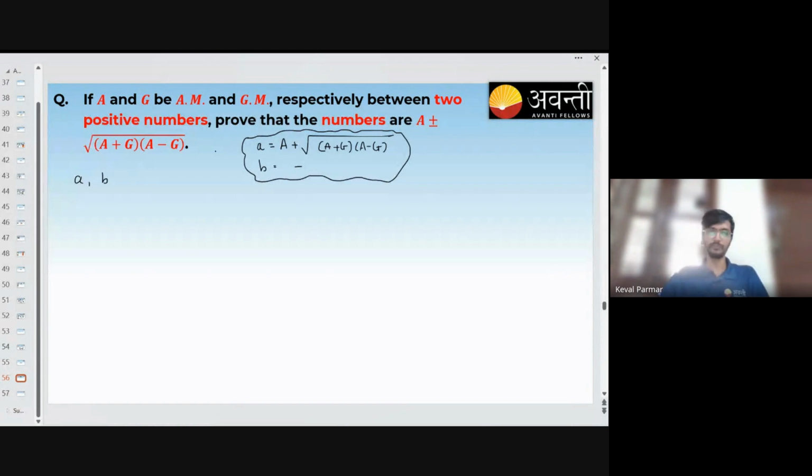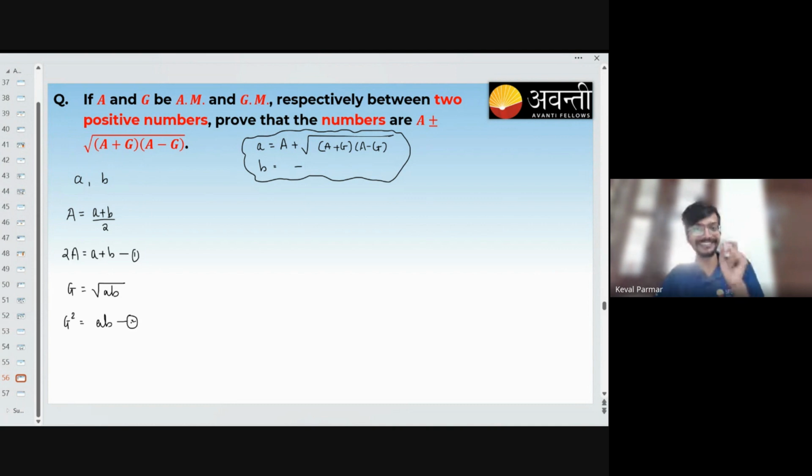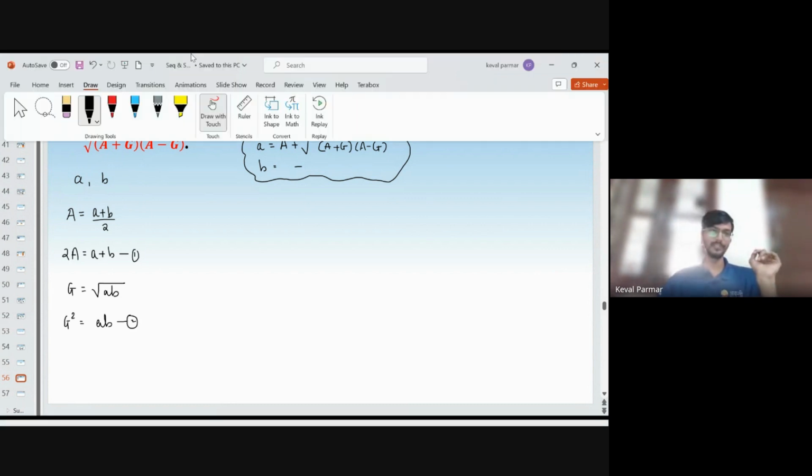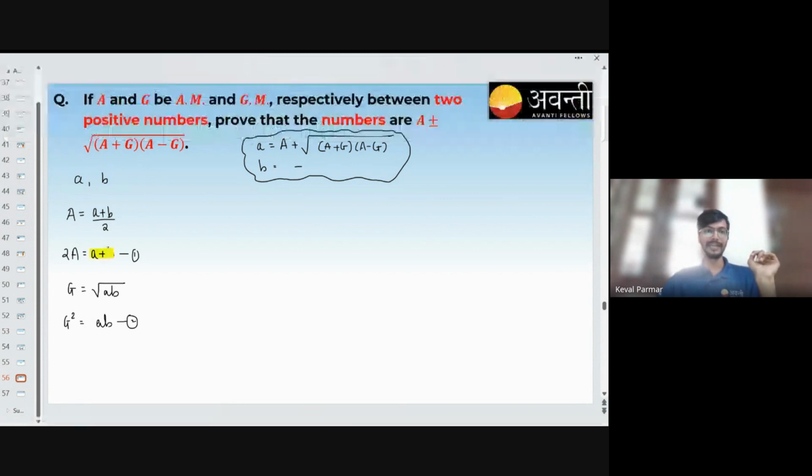So yeah, let's use what they have given here. A and g, AM and GM of two positive numbers. So that means my arithmetic mean will be a plus b upon 2. That means 2A will be equal to a plus b. Equation number 1. What will be my geometric mean? Geometric mean will be under root of ab. Let's square on both sides. So I'll get g square equals ab. Equation number 2. Now the same thing I was stressing on in the last sum was this only. If I have the sum of the roots and if I have the product of the roots, what do I need to solve this?